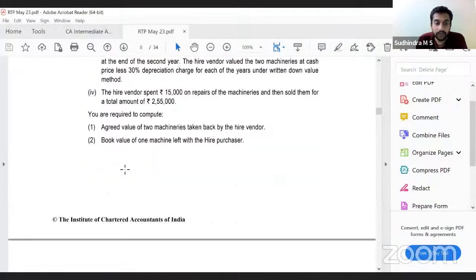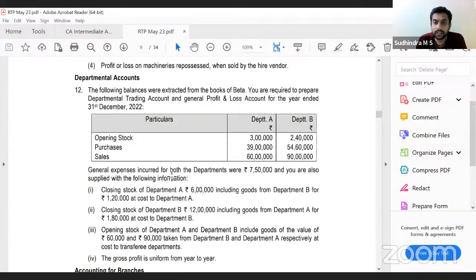Question number 12 is departmental accounts. The following balances were extracted from the books of Beta. You are required to prepare a departmental trading account and general P&L account for the year ended 31st March 2022. Departments A and B have opening stock, purchases and sales. General expenses incurred for both departments were 7,50,000.